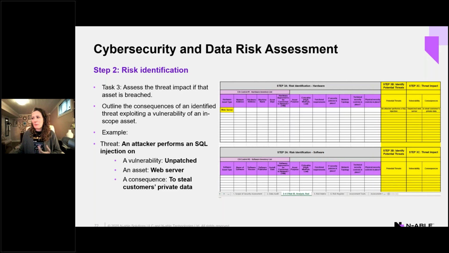As an example of what we mean by this, say there's a potential threat: an attacker performs an SQL injection on an unpatched web server. The vulnerability is that it's unpatched, and the asset is the web server. The consequence could be to steal customers' private data. That's the end goal.